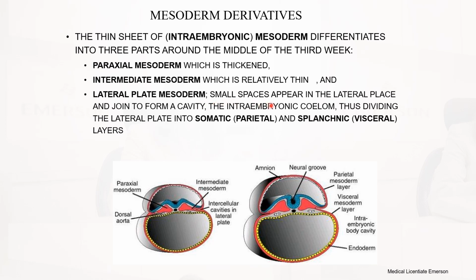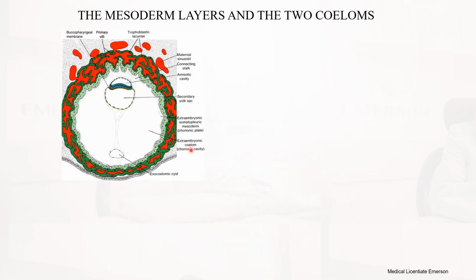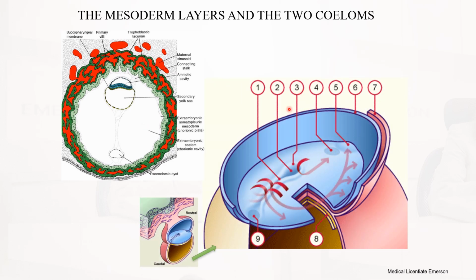This is where small spaces appear in the lateral plate and join to form a cavity, which is the intraembryonic coelom, thus dividing the lateral plate into the somatic (parietal) and the splanchnic, or visceral, layers. So this is the mesoderm derivative. Specifically, the lateral plate mesoderm is going to divide into the somatic and the splanchnic, which is our visceral layer.